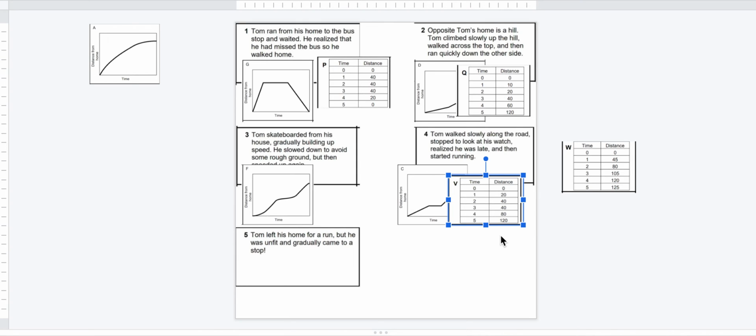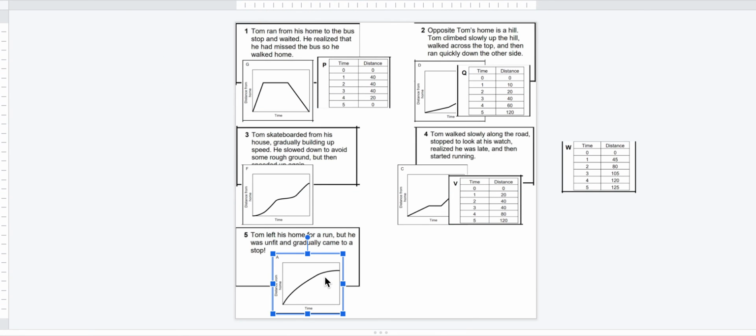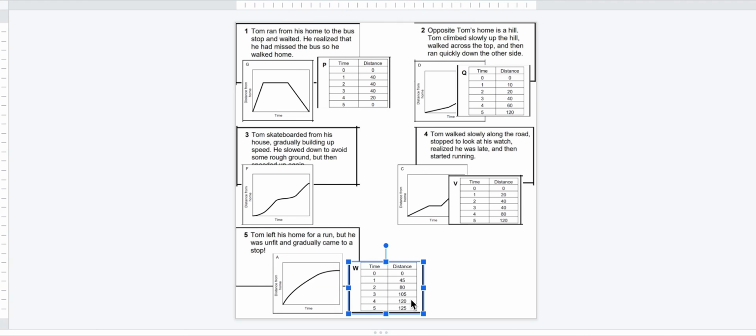All right, Tom left his home for a run, but he was unfit and he gradually came to a stop. He started off nice and then going down a little bit. So we can stick that right there. Okay. So you can see here with our times, he's going really fast. 0, 45, 80, 105, and then only 15 farther, then only 5 farther. So he is slowing down. His distance isn't as far.